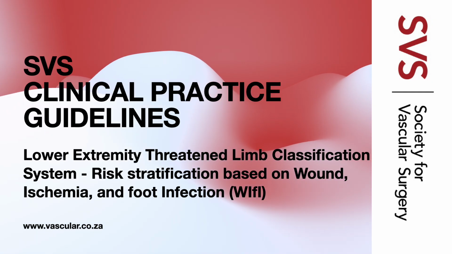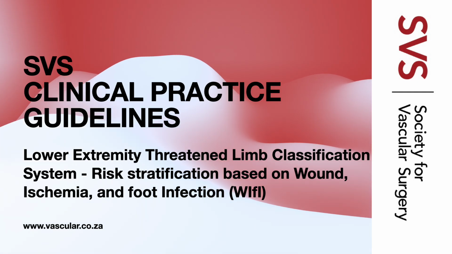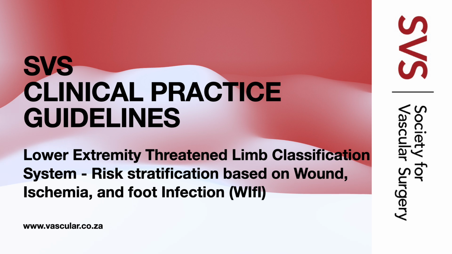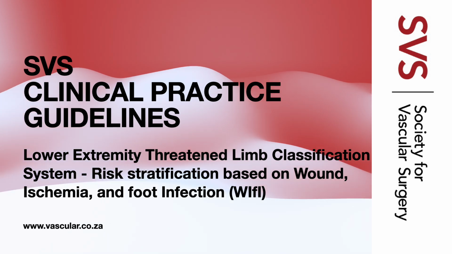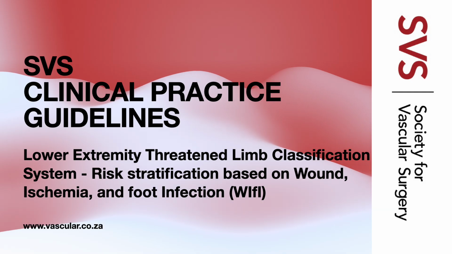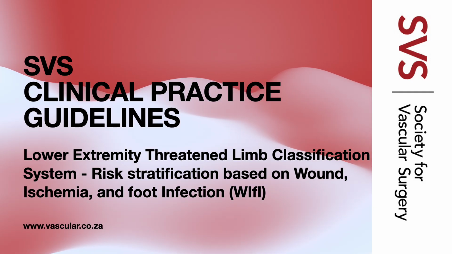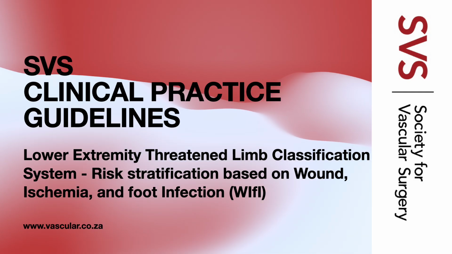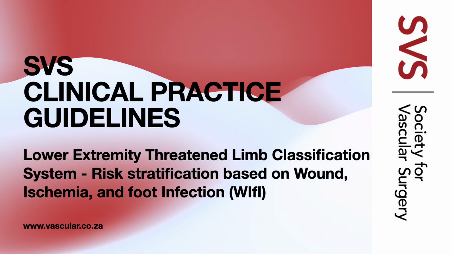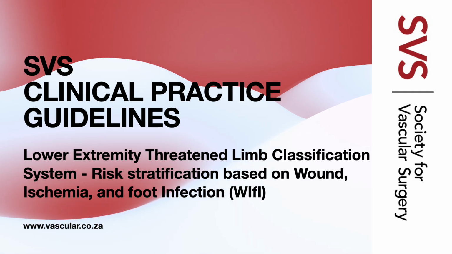So, after wrestling with these outdated definitions for so long, how did the Society for Vascular Surgery actually tackle this enormous challenge? What was their core philosophy in building a new system, one that finally addresses these complexities? Well, this new framework, the Society for Vascular Surgery Lower Extremity Threatened Limb Classification System, represents a pretty dramatic shift in focus. It's built on three major factors: wound, ischemia, and foot infection, hence WIFI.